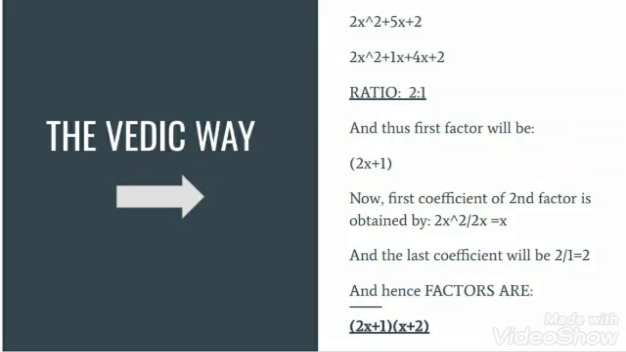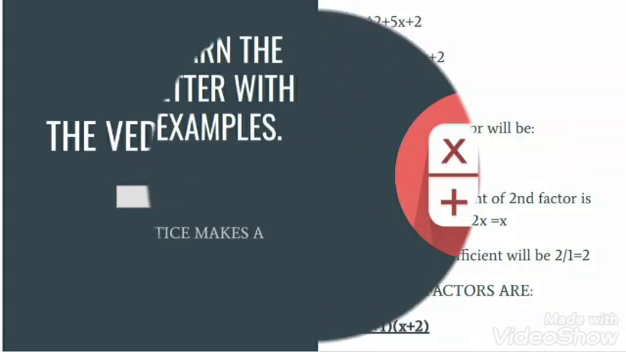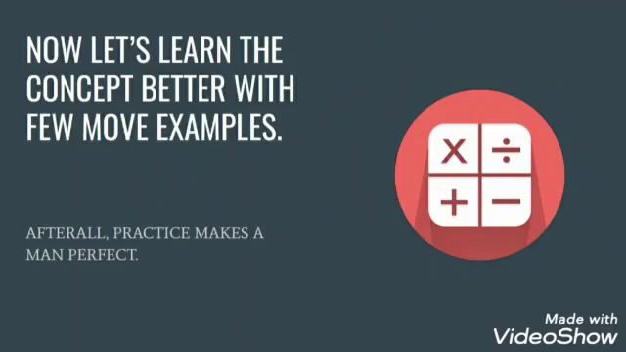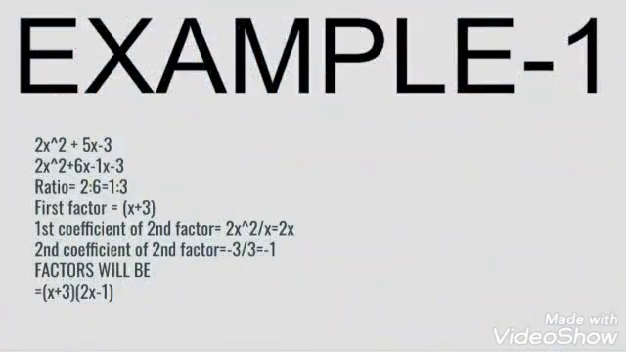Now we need to divide the first coefficient of the quadratic by the first coefficient of the factor formed. That's 2x square by 2x, which gives us x. And the second coefficient is formed by dividing the last coefficient of the quadratic by the last coefficient of the factor, which is 2 by 1, which gives us 2. And hence the factors of 2x square plus 5x plus 2 are 2x plus 1 and x plus 2. Now let's have a look at a few more examples.